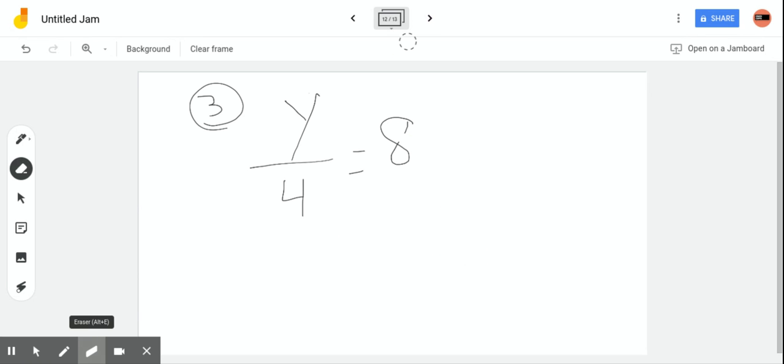All right, so right now we got y. Now remember, you could call it a fraction, but basically it's y divided by 4 equals 8. Something divided by 4 equals 8.